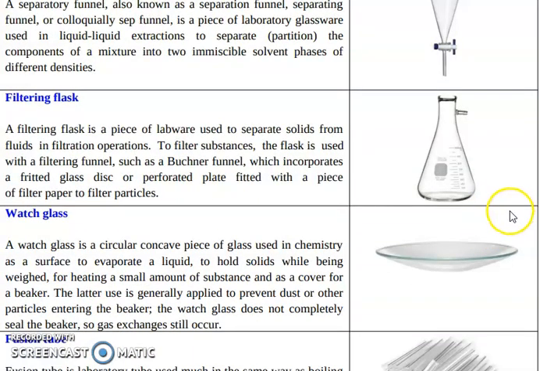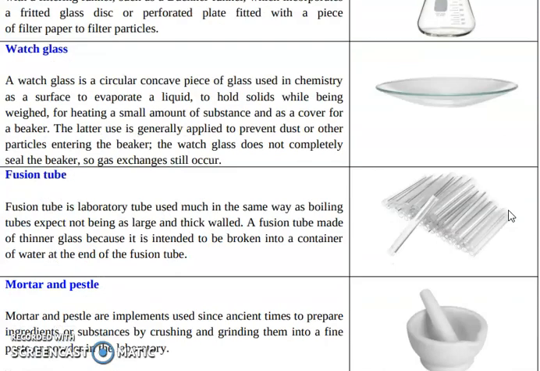Now, filtering flask. A filtering flask is a piece of labware used to separate solids from fluids in filtration operations. To filter substances, the flask is used with a filtering funnel such as a Buchner funnel, which incorporates a fitted glass disc or perforated plate fitted with a piece of filter paper to filter particles.